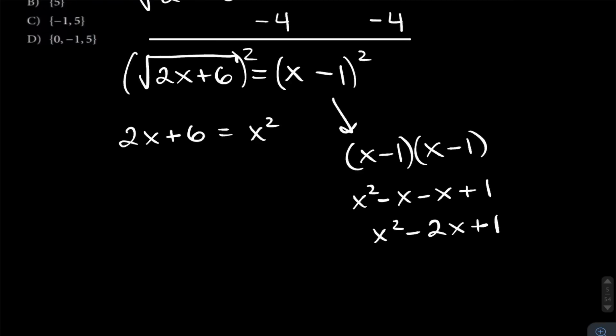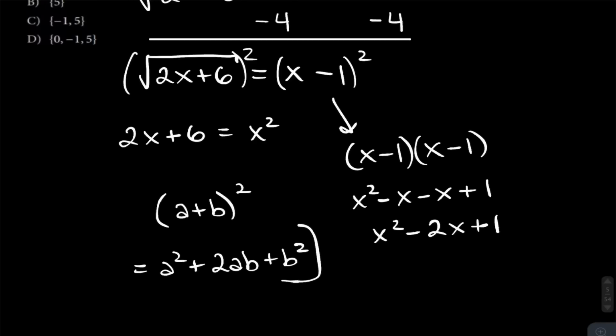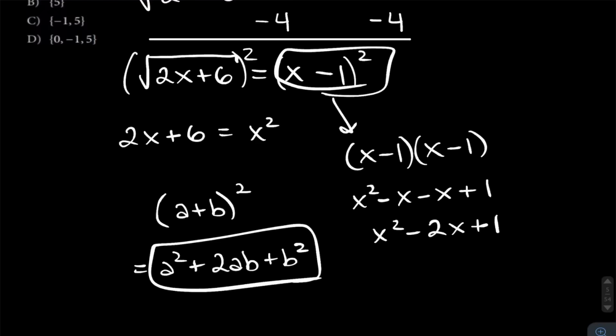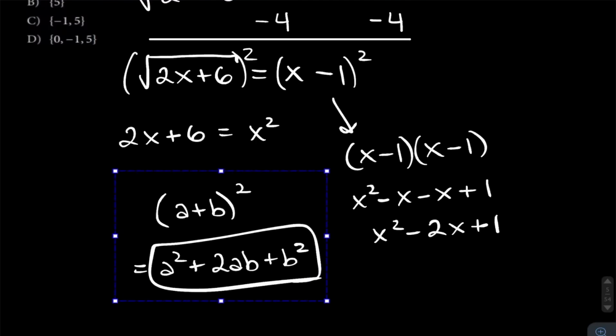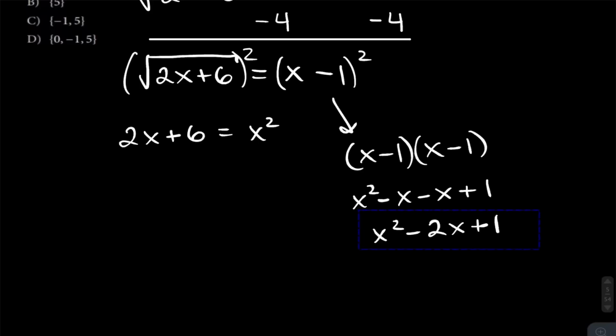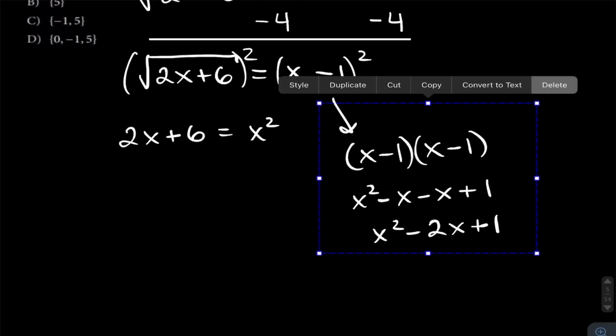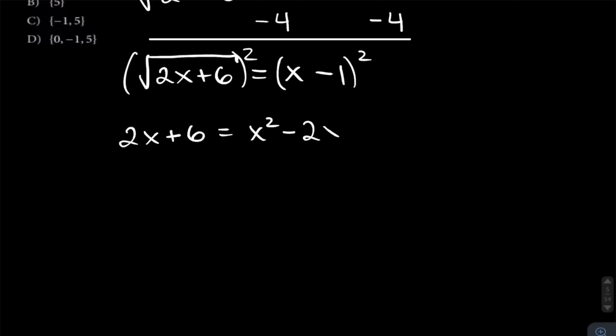right? It's nice to know that, usually you see it as a plus b squared, is equal to a squared plus 2ab plus b squared. And if you know this, you can do this a lot faster, and it is going to save you some precious time on the SAT. So I would remember that. You can use that for this problem. And so we could have already seen that this is going to be x squared minus 2x plus 1. We can write it out as such.